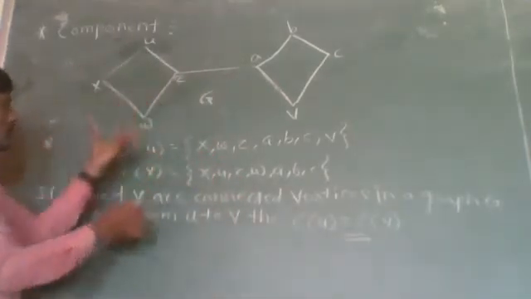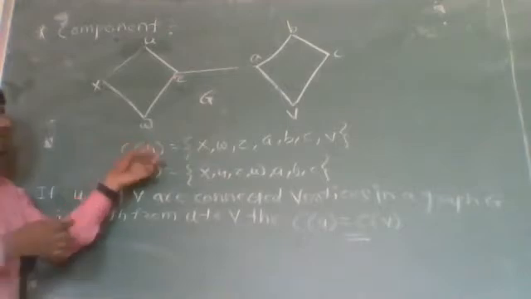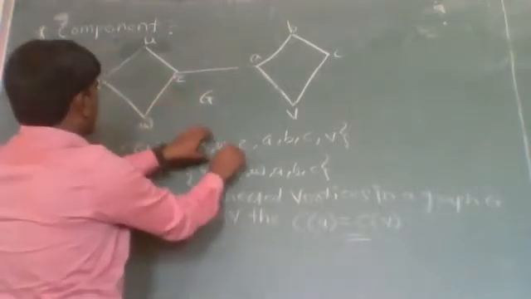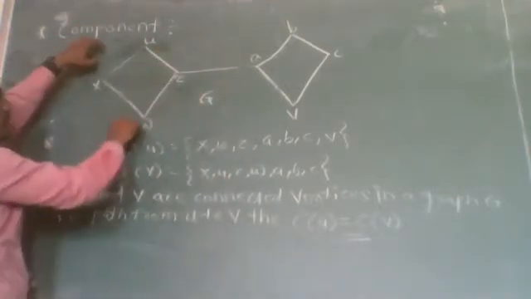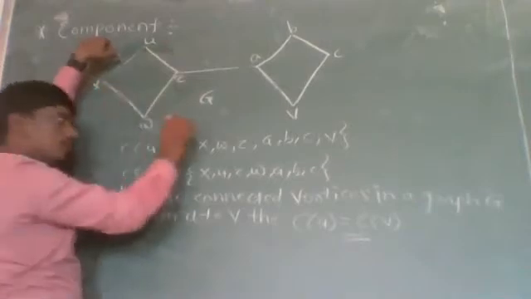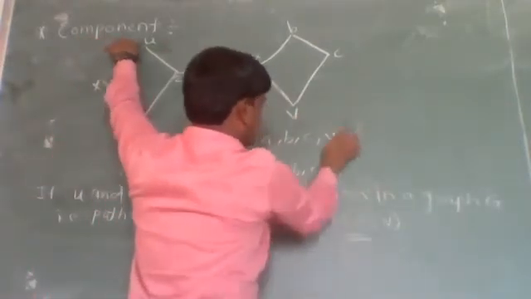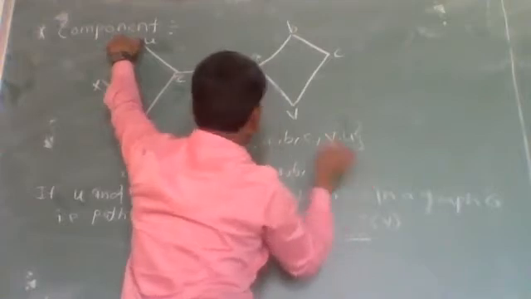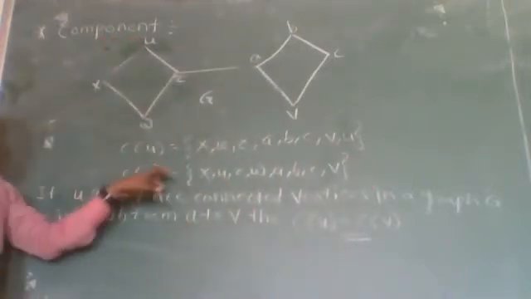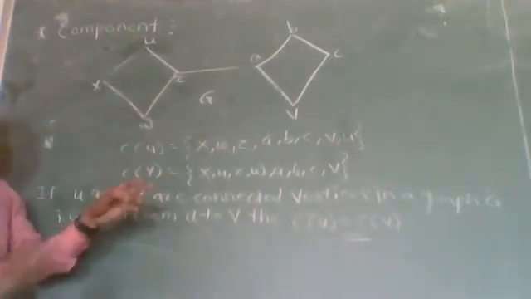So C of U is equal to C of U. Now we have confusion whether it contains U also. Since there is a path joining U to U, U is also a member of this set, and V is a member of this set. So C of U will be equal to C of V.